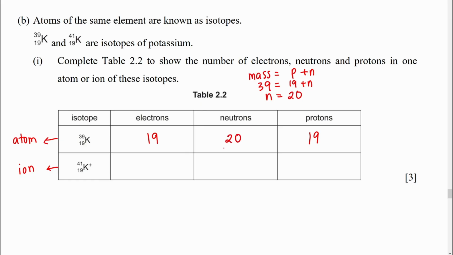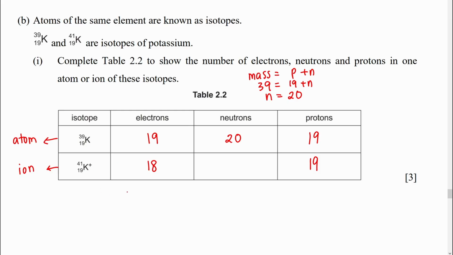Next, so this is the proton number, right? So the proton number is 19, but the charge here is positive. So that means you have more proton than electron because proton is positive while electron is negative. So how many electrons? So that means you will have 18, right? Because you have one more protons than the electrons. So that's why the charge should be positive. And this is positive 1.